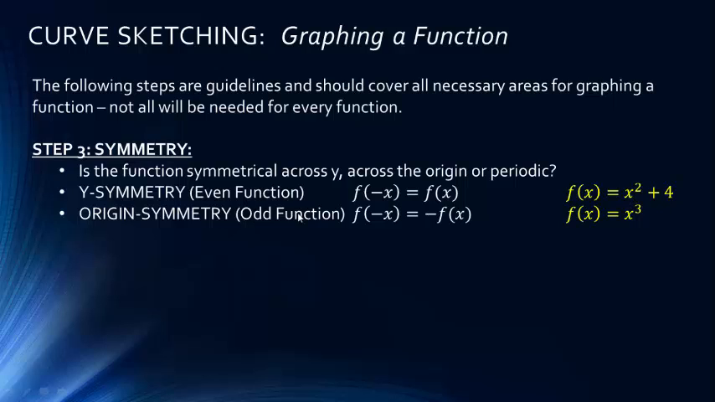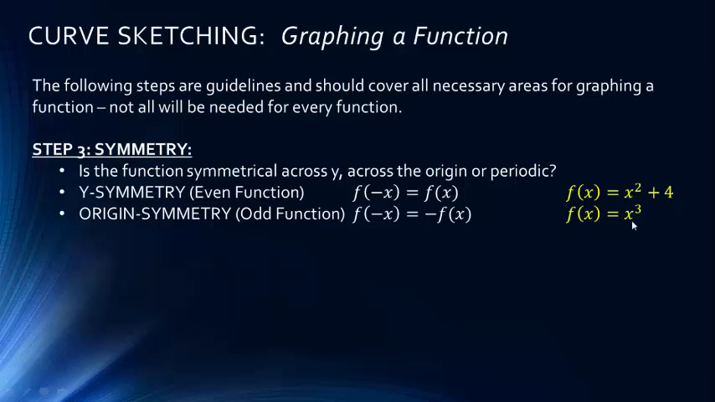Origin symmetry, which we call an odd function. An easy way for me to remember these is that origin and odd both begin with the same letter, so y symmetry is the opposite one, even. And here, when we substitute in negative x into the original function, we get the negative, or the opposite, of the original function. Okay, we don't get back to the original function like we do with y symmetry. We get the opposite value of the function. So here we have, for example, x cubed as our function.